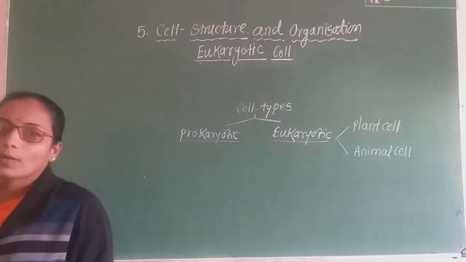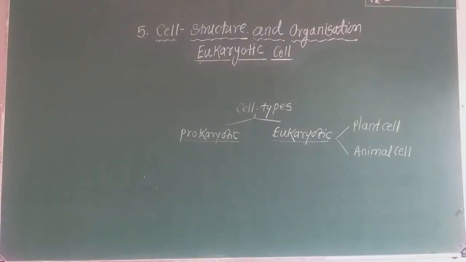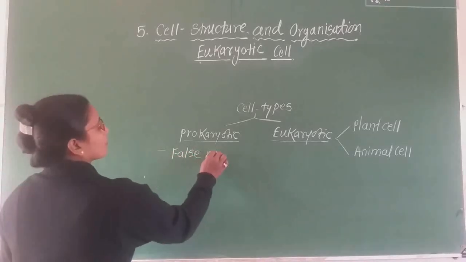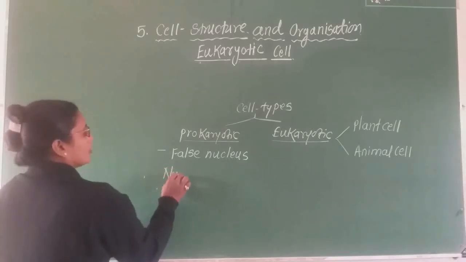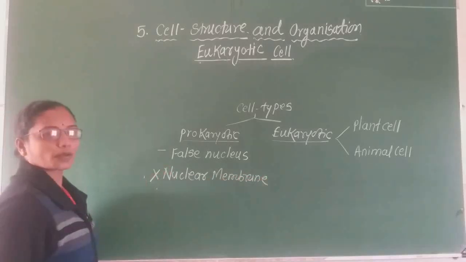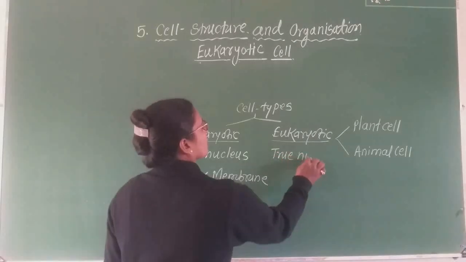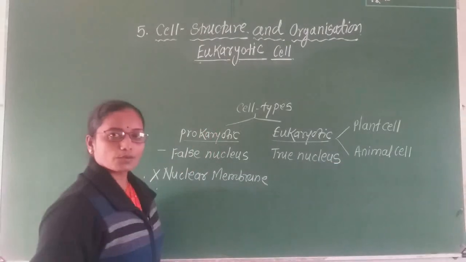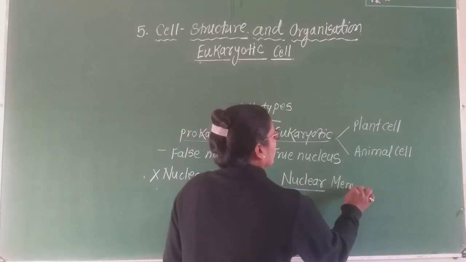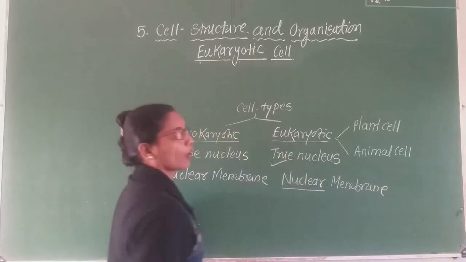Now, when we studied the prokaryotic and eukaryotic cells, the basic difference is that the prokaryotic cell consists of a false nucleus, in which the nuclear membrane is absent. The eukaryotic cell consists of a true nucleus, that is, the nuclear material is enveloped by the nuclear membrane. Hence this nucleus is called a true nucleus.